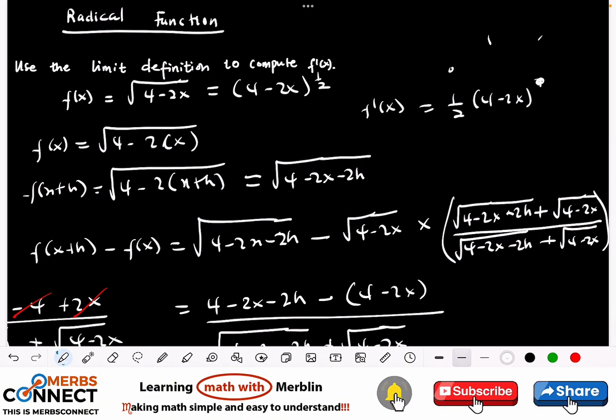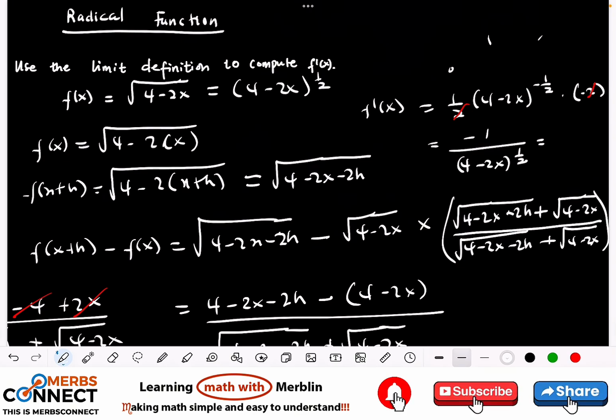1 over 2 minus 1, which is going to give us minus 1 over 2, times, then I differentiate what is inside the bracket, which is going to give us negative 2. So these 2 will cancel these 2. So I will have minus times 1, which is going to give us minus 1 divided by, then this one will come down and have something like 4 minus 2x to the power 1 over 2.